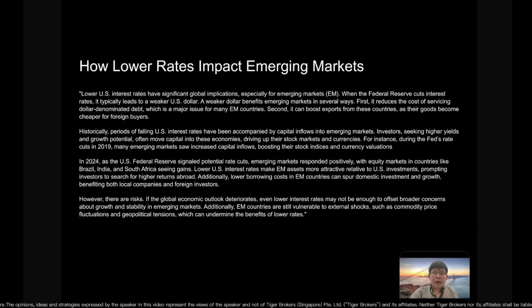So how do lower rates affect things? Lower rates can have global implications, not only on the US market. It will lead to other implications also. A weaker US dollar benefits emerging markets.